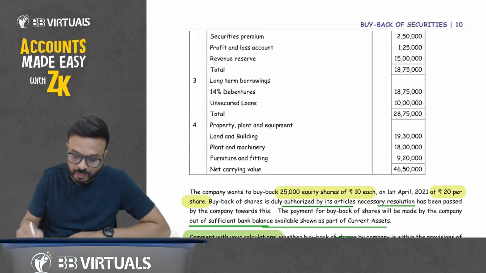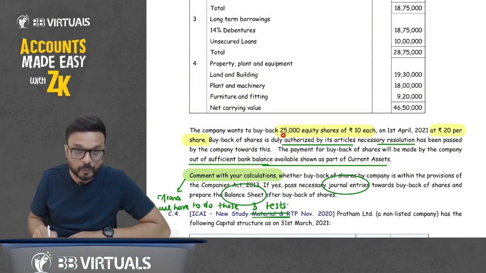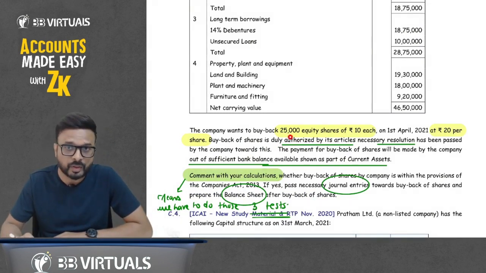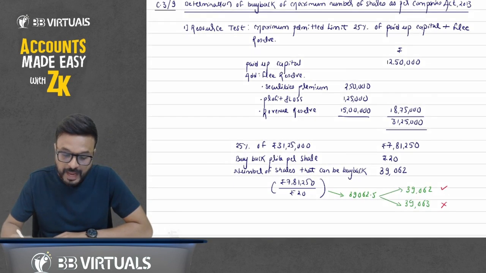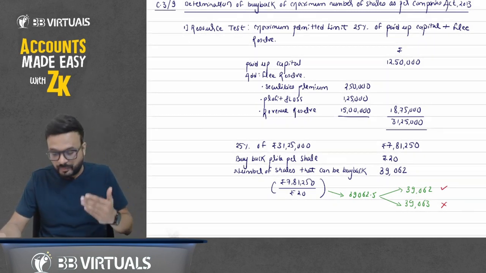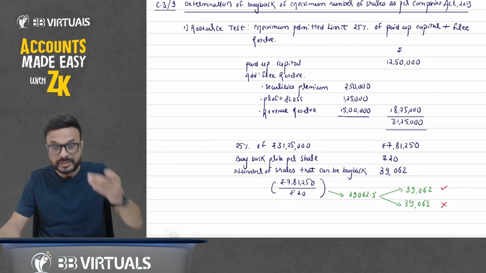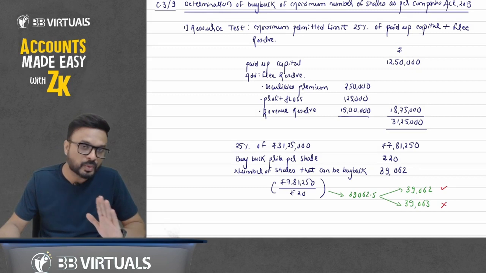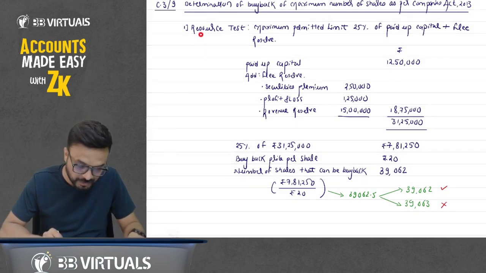How much do we want to do? We want to do a buyback of only 25,000 shares, and the maximum we can do as per the first condition is 39,062 shares. So there is no problem, because the 25,000 we want is lower than 39,062 shares. So there is no violation of the first condition, which is the resource test.